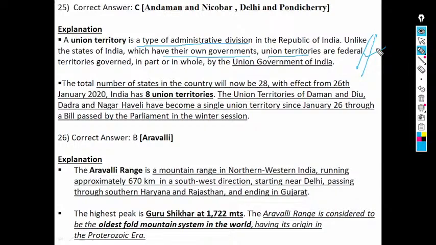The total number of states in the country will be now 28 with effect from 26 January 2020. India has 8 UTs particularly. The Union Territory of Daman Diu and Dadra Nagar Haveli have become a single union territory since January 26 through a bill passed by the Parliament.